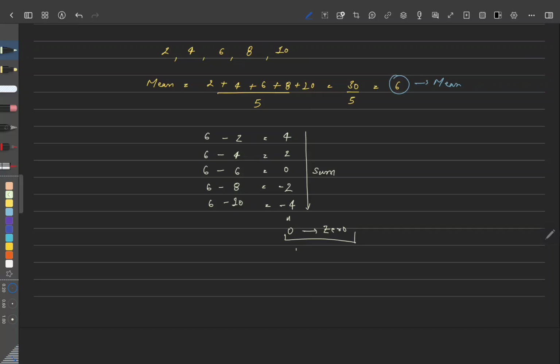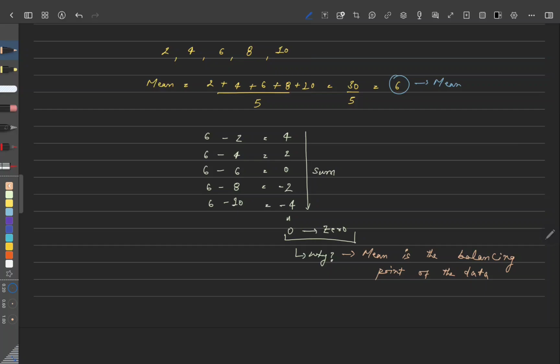Now why do we get 0? Because the mean is the balancing point of the data, right? So the mean is considered to be the center of the data, that is also what it means. Points to either side of the mean are equidistant from the mean, and hence the sum is 0.